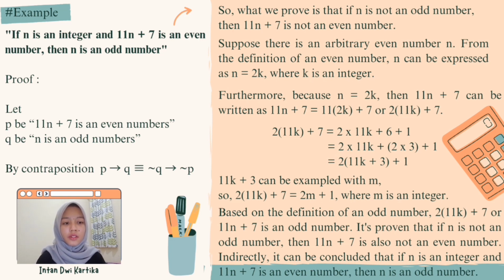Based on the definition of an odd number, 2 times 11k plus 7, or 11n plus 7, is an odd number. It's proven that if n is not an odd number, then 11n plus 7 is also not an even number. Indirectly, it can be concluded that if n is an integer and 11n plus 7 is an even number, then n is an odd number. Yep, so we have proved this.